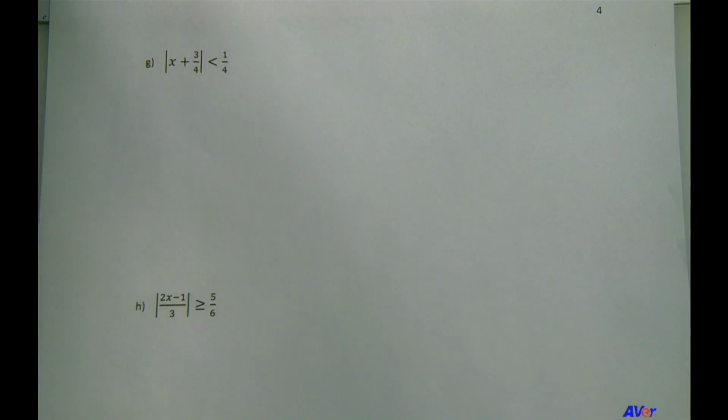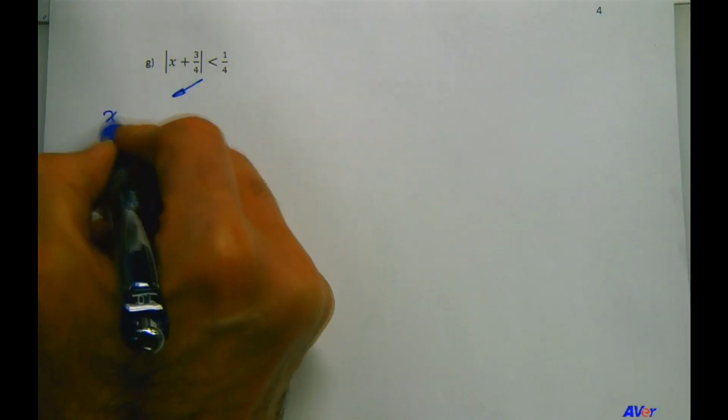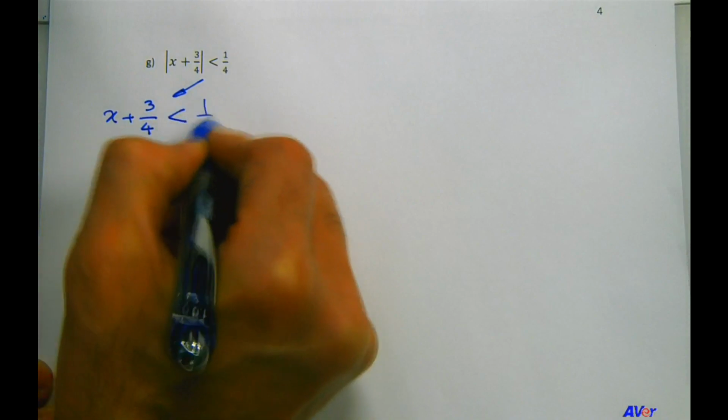On the next page, we have something. It's an absolute value inequality, but we've got fractions involved, right? No sweat. It's the same procedure. How is that? This is how. So we have |x + 3/4| < 1/4, right?